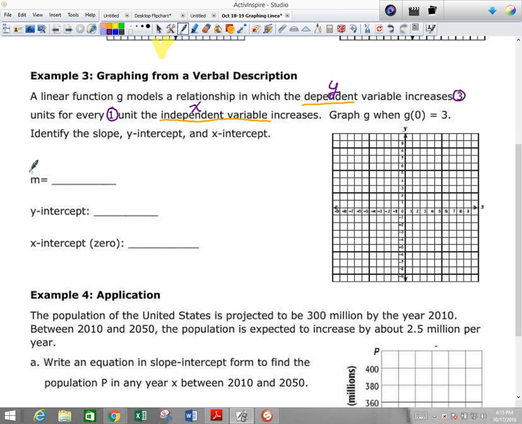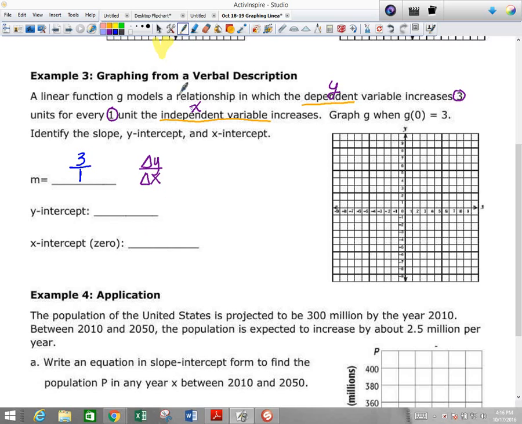So let's remember what slope is. Slope is our change in y over our change in x. So essentially we're saying slope is y over x. So let's look here again. The relationship in which the dependent variable increases by 3. So my y changes by 3, plus 3 every time. And then my x changes by 1. So every time my y increases by 3, my x changes by 1. Hopefully that makes sense. So my slope is 3 over 1.